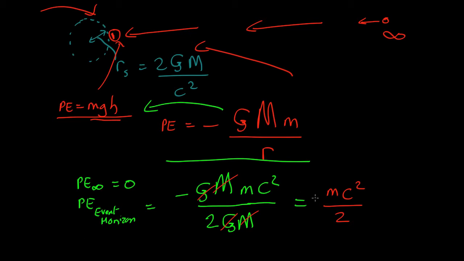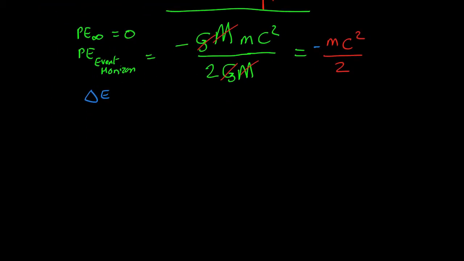So with the minus sign there, the difference will be this minus that, so the change in energy, that's the amount of energy that's released, is just equal to half mc squared. So what that means is you're releasing 50% of the rest mass energy. mc squared is the total energy, and 50% of that has been converted into potential energy by the time something hits the event horizon. So that in principle is how much you could release.